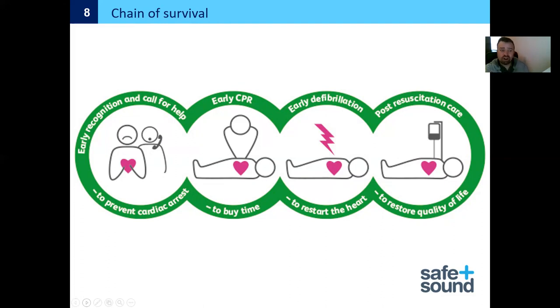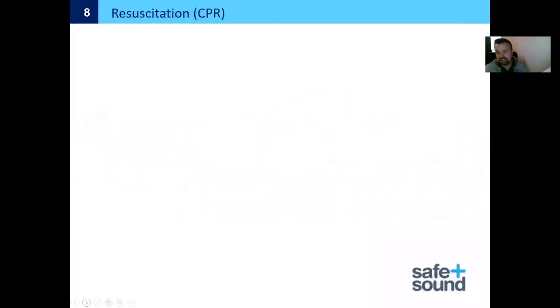So the chain of survival is early recognition, call for help, early CPR, early defibrillation, and obviously better post-care. So let's look at the basic life support for resuscitation under the CPR sequence. So again, primary survey first: danger, am I or the casualty in danger? Response: alert, voice, pain, unresponsive.